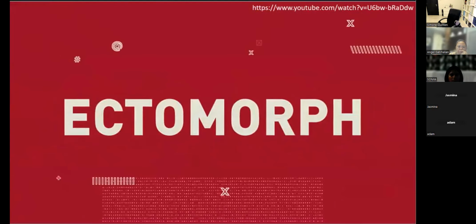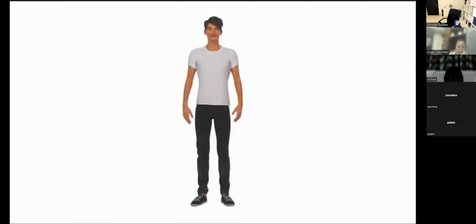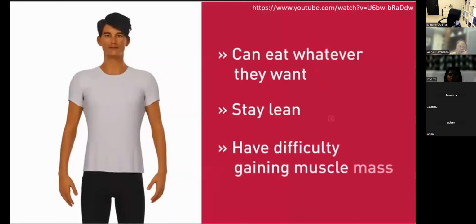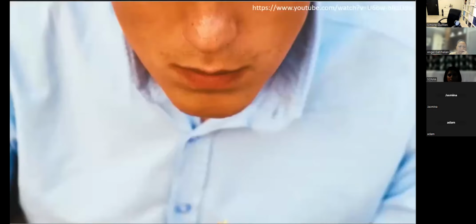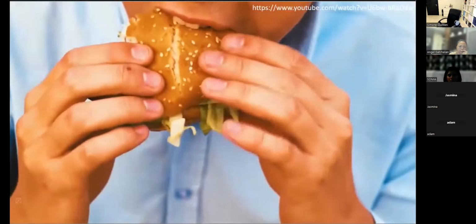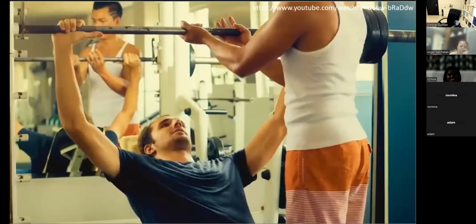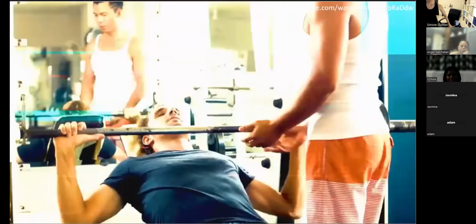First, there's ectomorphs. People with this body type are slim, usually tall, and with longer limbs. They are those lucky guys who can eat whatever they want and never get love handles or too much of a body. On the flip side, ectomorphs also have difficulty gaining muscle mass. So however hard they work out, they stay lean and can never bulk up even if they want to.